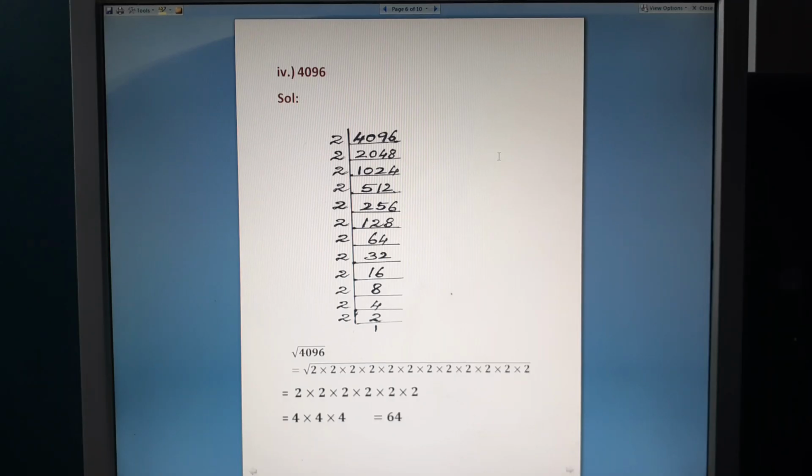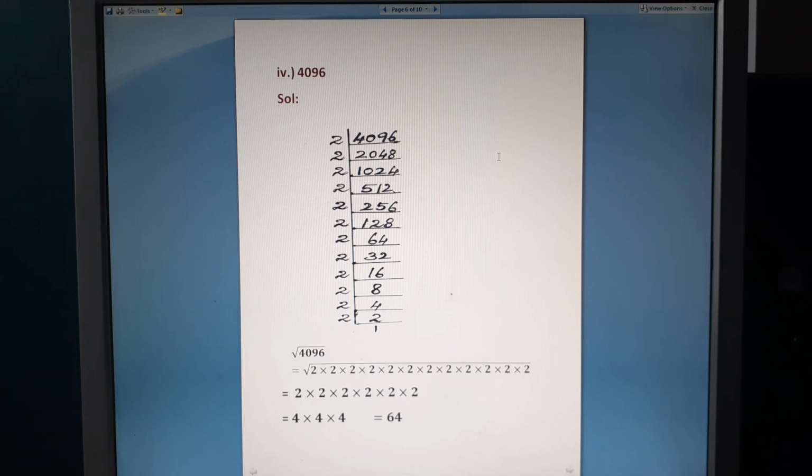Fourth one, 4096. Solution. See the prime factorization. 4096 by 2 is 2048. 2048 by 2 is 1024. 1024 by 2 is 512. 512 by 2 is 256. 256 by 2 is 128. 128 by 2 is 64. 64 by 2 is 32. 32 by 2 is 16. 16 by 2 is 8. 8 by 2 is 4. 4 by 2 is 2. 2 by 2 is 1.